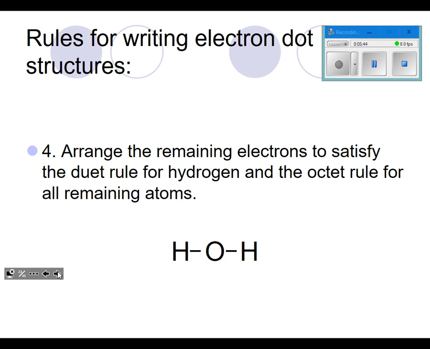So with this, I already have 2 around the hydrogen because of that covalent bond, so it's good to go. And I have 2 around this other hydrogen on the other side because of that bond, so that's good to go. But oxygen only has 4 around it, and it needs 8. So I have to add an additional 4 to my oxygen so that it has 8. So once you've satisfied the octet and duet rule for everybody, now you're good to move on to step 5.